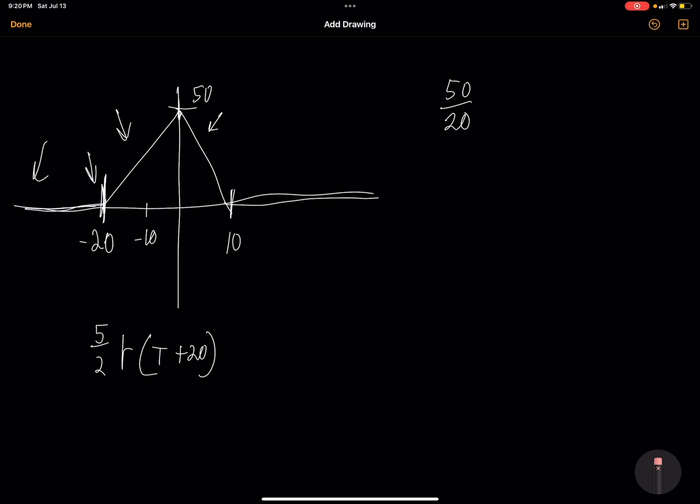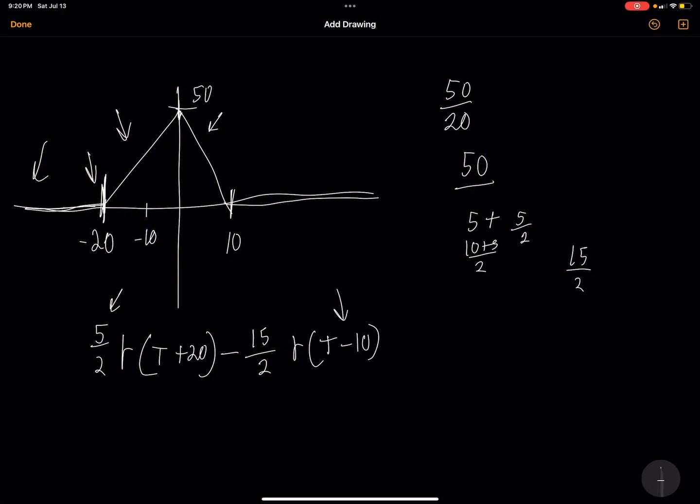So we're going to say 50 over 10 is that slope, right? Which is basically 5. But we also have to take into account the slope that we set in the beginning, which is 5 over 2. So it's going to be 5 plus 5 over 2, which is 15 over 2. So minus 15 over 2 r of t minus 10. That is our x-axis that we're putting in there.